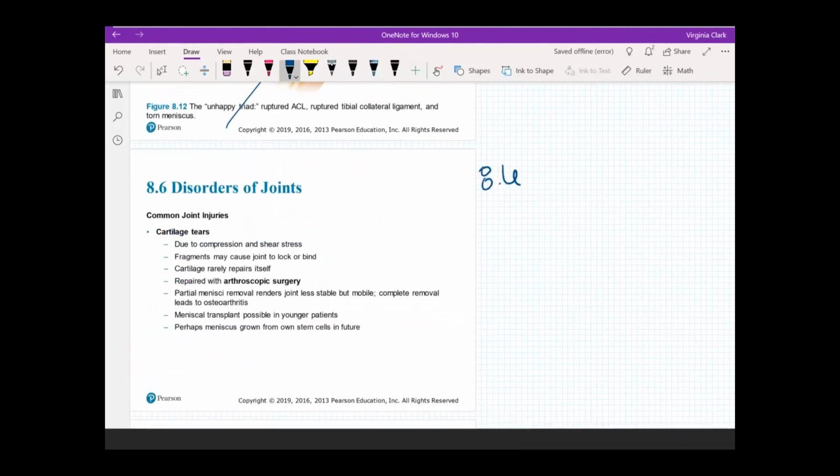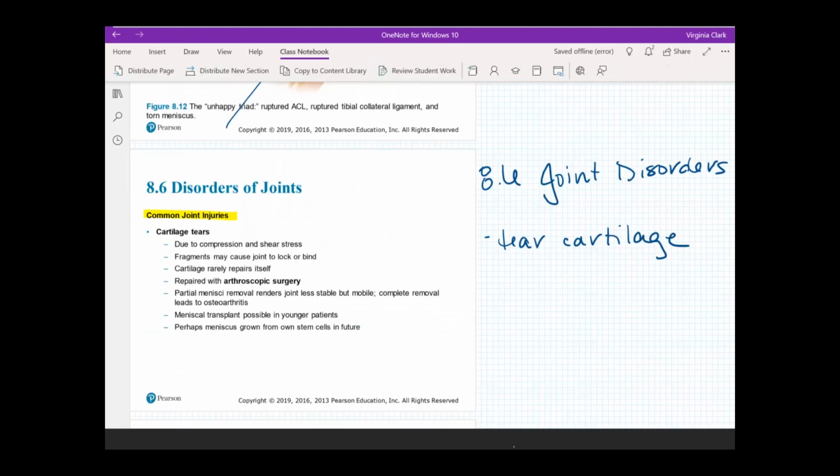What are some common injuries and some common things that can go wrong? As we get into these sections in these chapters, we're now talking about how things can go wrong. In the world of joints, the first thing that can go wrong is you can tear the cartilage. It can be for any reason: compression, stress, or because you move the wrong way, but you can have these cartilage tears.